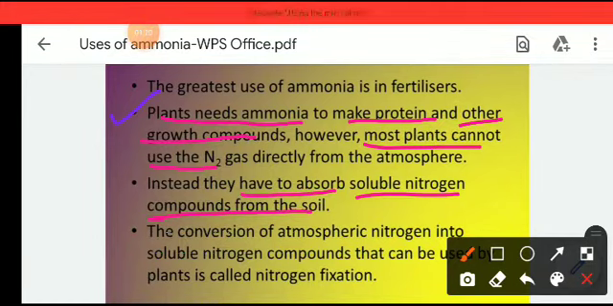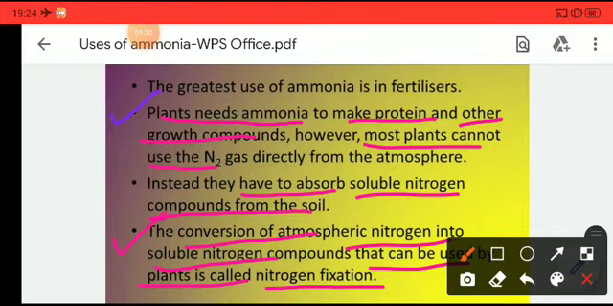The conversion of atmospheric nitrogen into soluble nitrogen compounds that can be used by plants is called nitrogen fixation, and this can be explained in biology as well. So what happens? Plants need nitrogen for their growth, but they cannot get nitrogen gas directly from the atmosphere, so they need to absorb soluble nitrogen compounds from the soil.